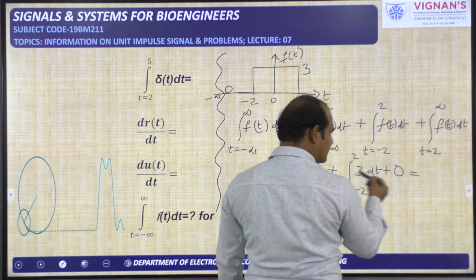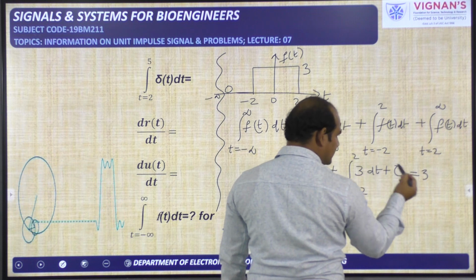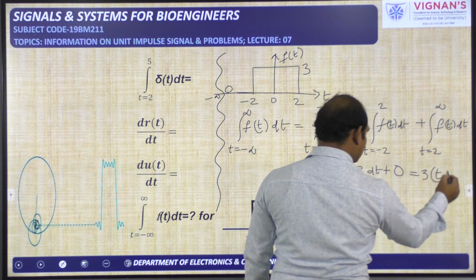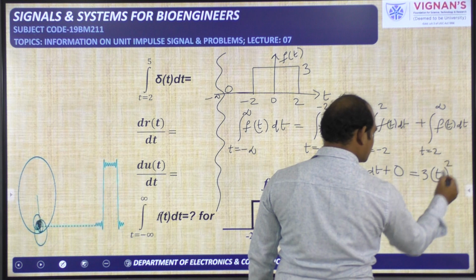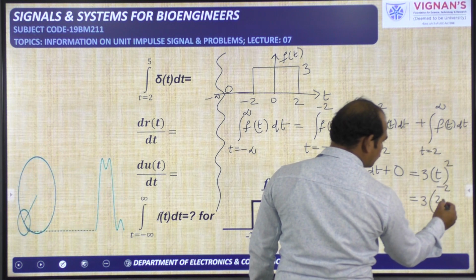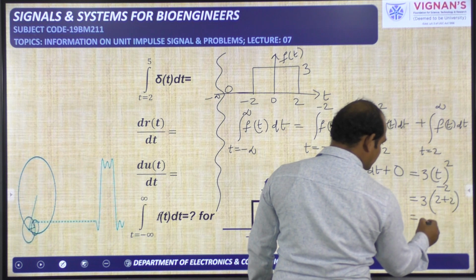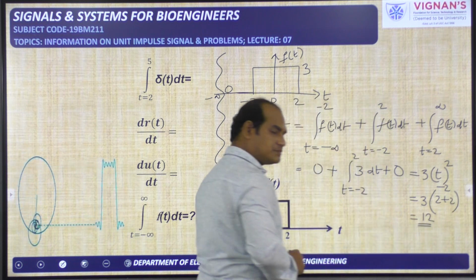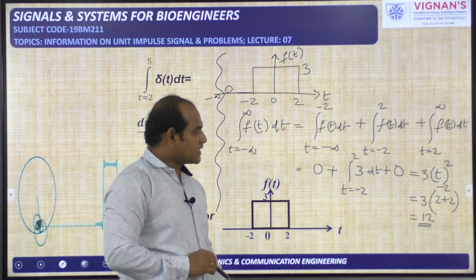So it is equal to 3, which is a constant, we can write outside. Integral 1 dt means that is t, and the limits are minus 2 to plus 2, that is equal to 3 times of 2 plus 2, that is 4, 3 fours are 12. This is the answer. Okay, so like this we will get.